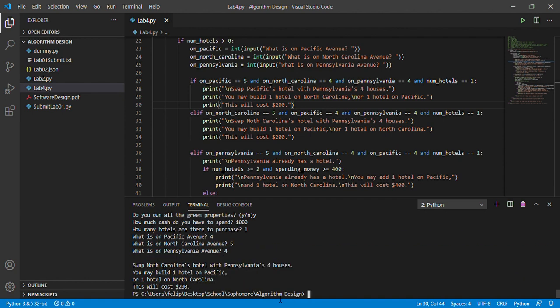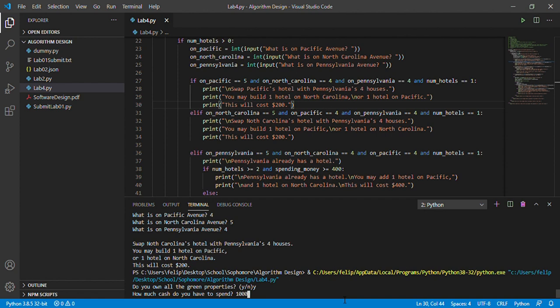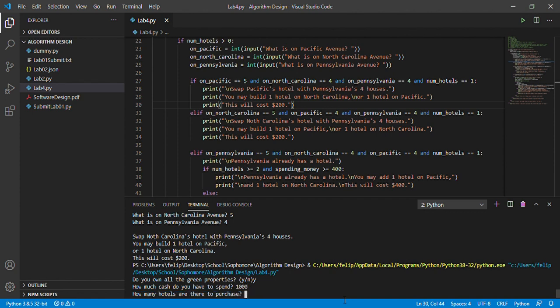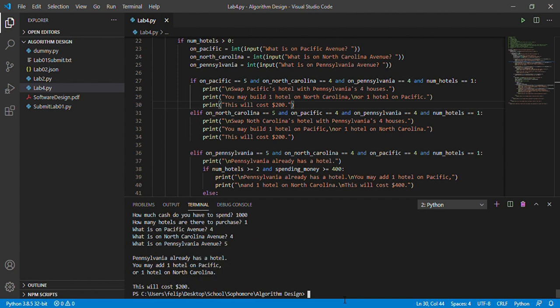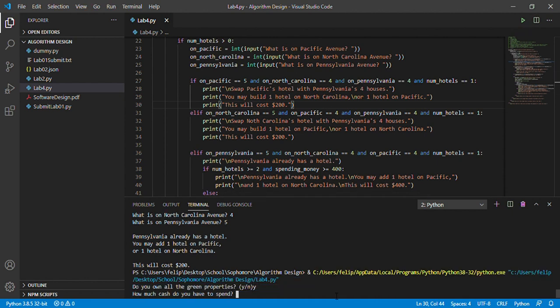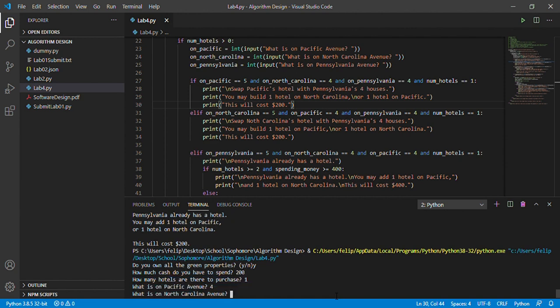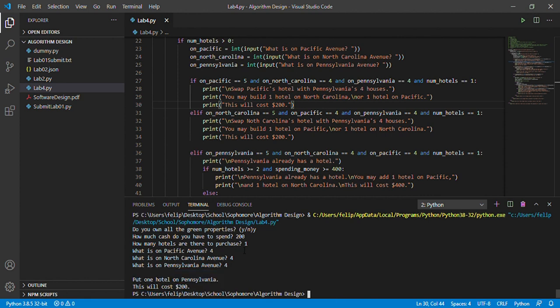We swap it and we may build a hotel on either of the other properties. And then it's the same with Pennsylvania. Pennsylvania already has a hotel, we may add one hotel on the other properties, that'll cost $200. And then the last test case is if we only have $200, there is one hotel to purchase, and we already have 4 houses on every property, and there we have it.